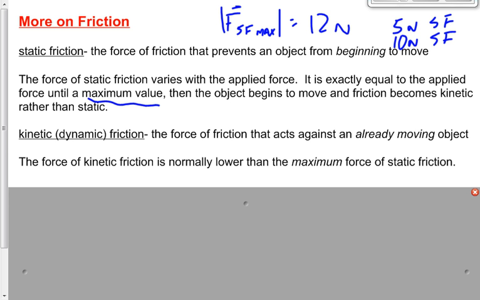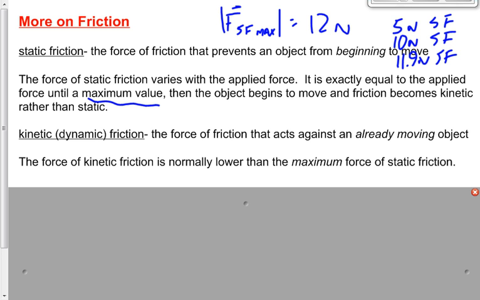I'm going to push on it with a force of 11.9. It's not moving. What's the force of friction acting on it? 11.9. It's however hard I'm pushing, right? What kind is it? Static friction. Let's push on it with 12.1. With 12.1 newtons now, it moves.